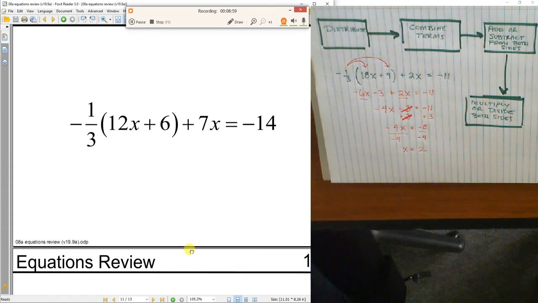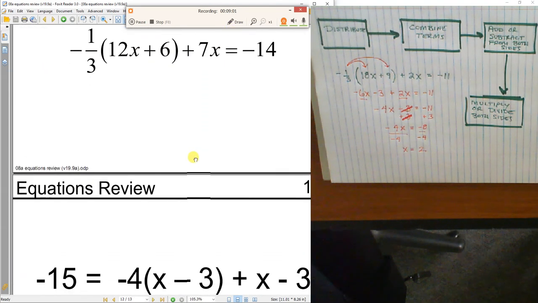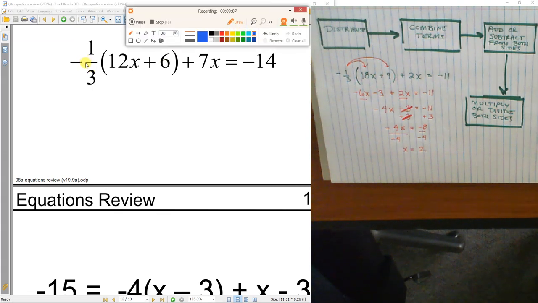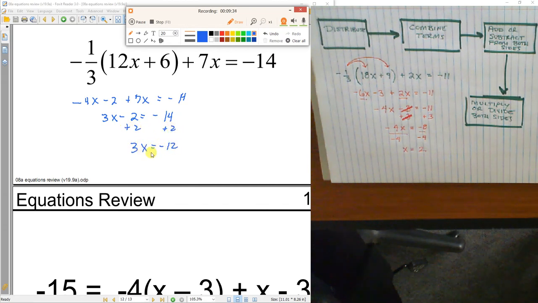Negative 1/3. Multiplying by negative 1/3 is the same thing as dividing by negative 3. So 12 divided by negative 3 is negative 4x. 6 divided by negative 3 is negative 2 plus 7x equals negative 14. 7x minus 4x is 3x minus 2 equals negative 14. Adding 2 to both sides, 3x equals negative 12. Dividing by 3, x equals negative 4.